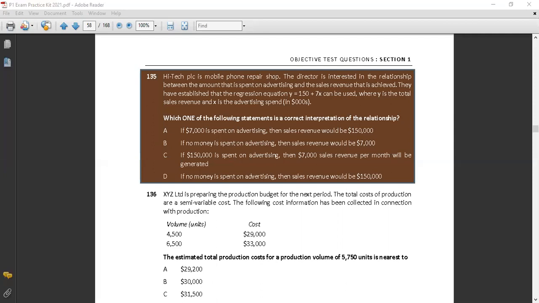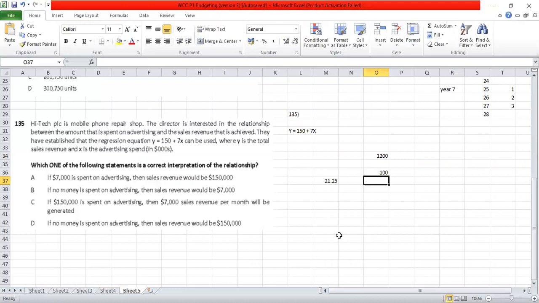Ma'am, are you doing the sum in the Excel sheet, ma'am? What? Oh, really? There's nothing. I'm just discussing. Of course, there was no calculation. Thank you.